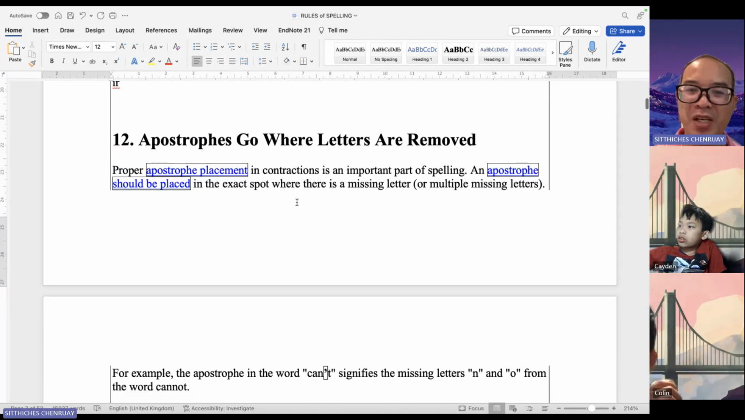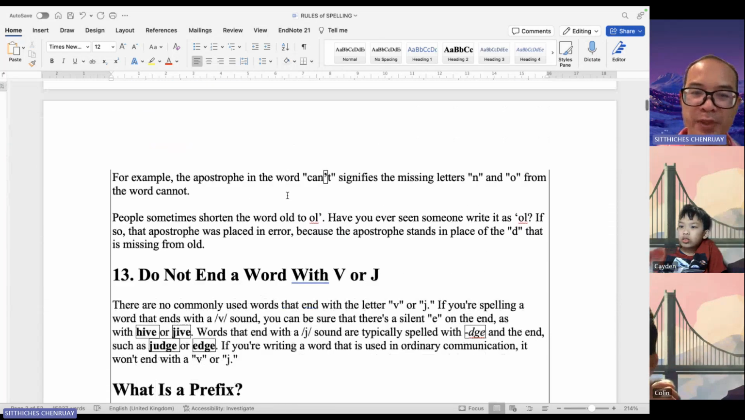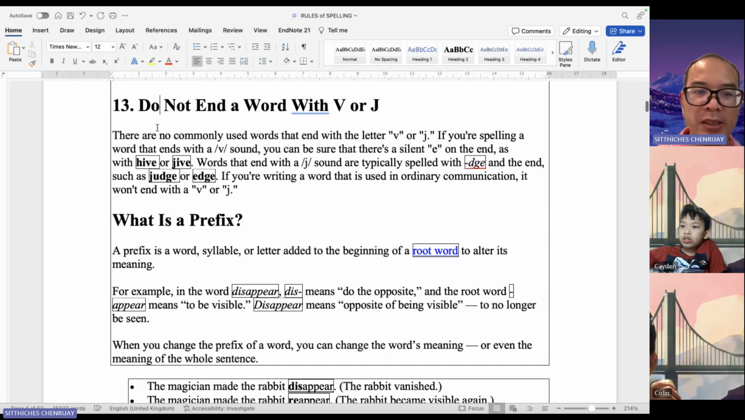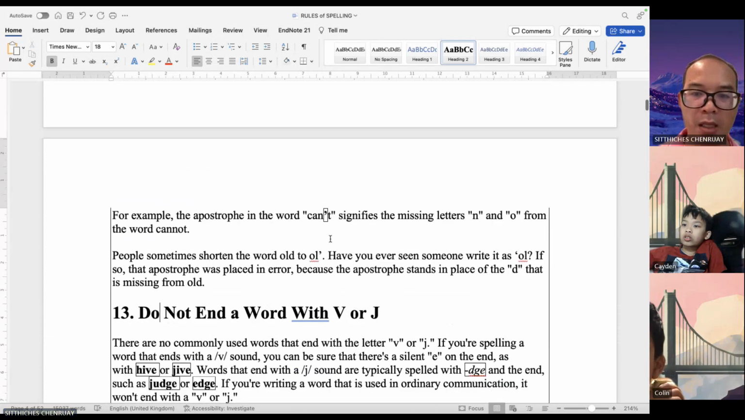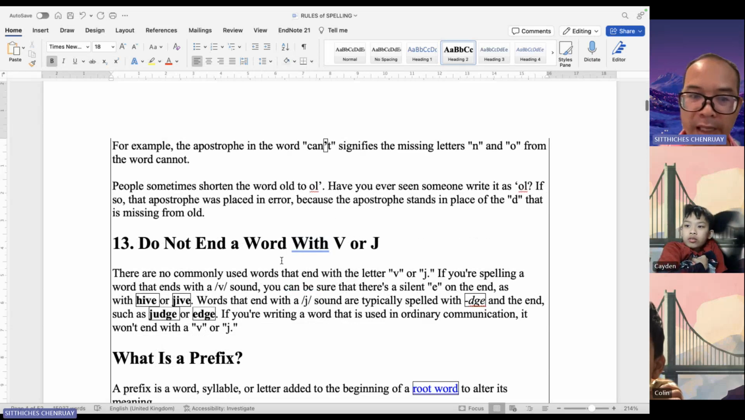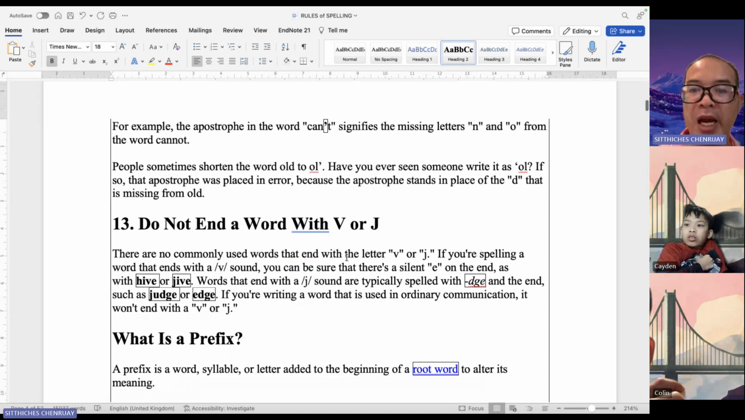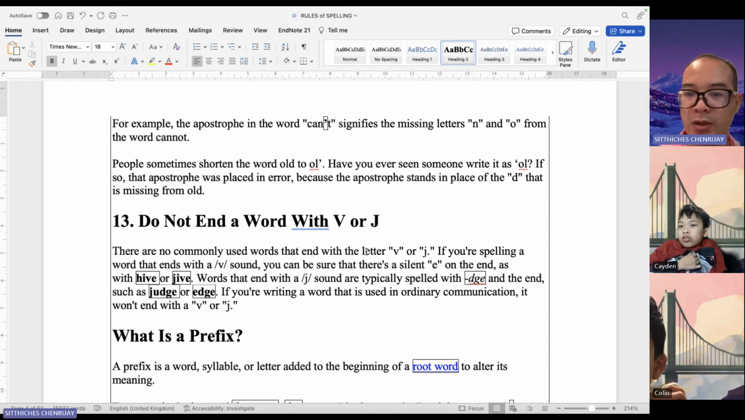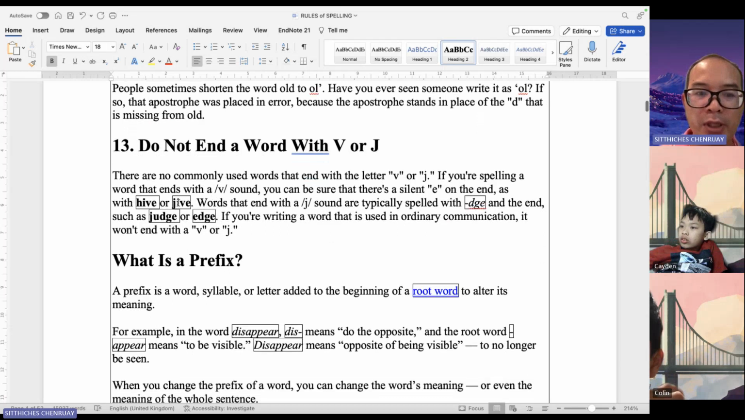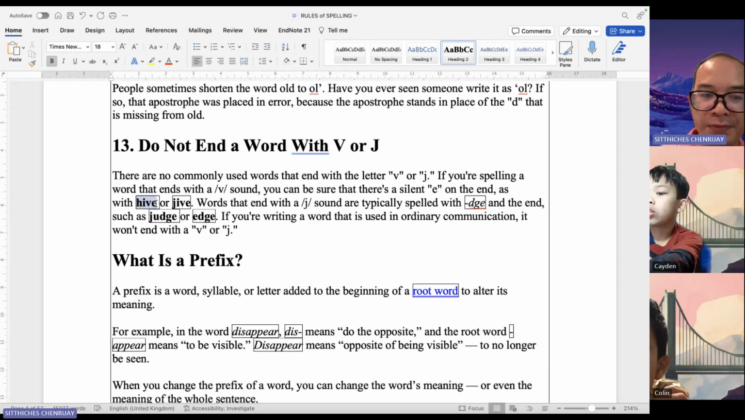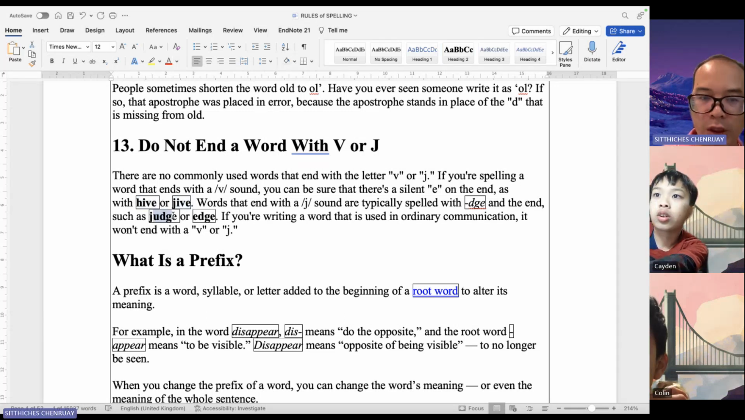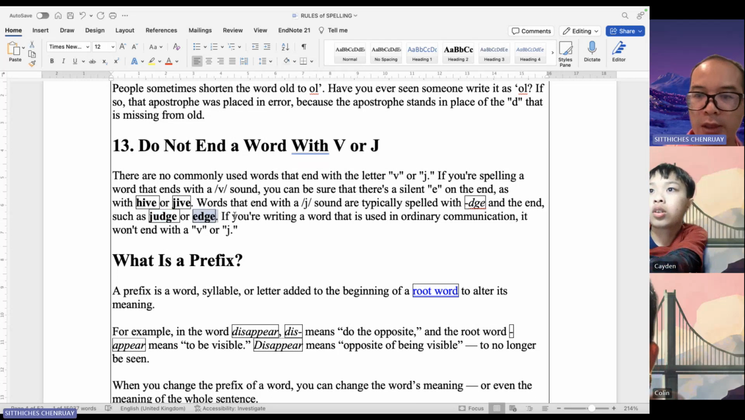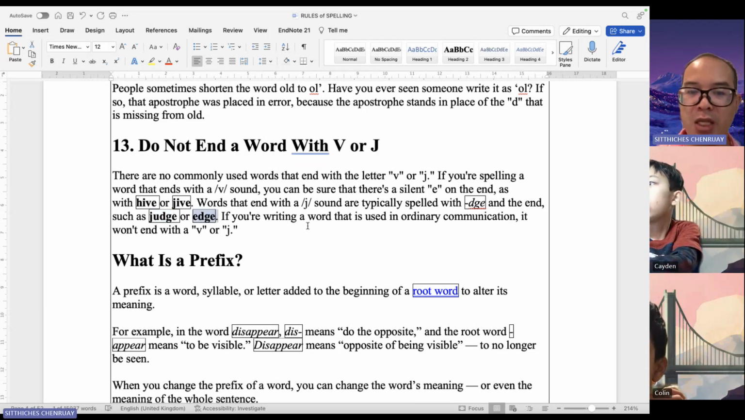Okay. And apostrophe, you go where letters are removed. Sometimes, and this not for spelling sometimes. Spelling bee. And then do not end the word with V or J. There's no V or J. For example, the word like hive, like this. Jive. Judge. Even the sound is like V and J. So it doesn't go at the end.